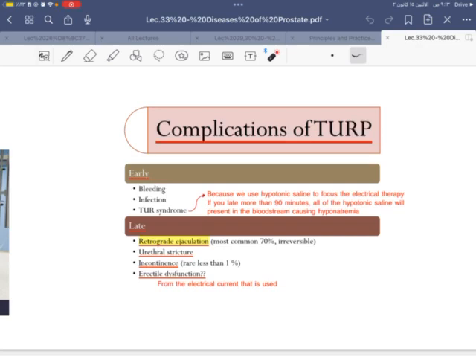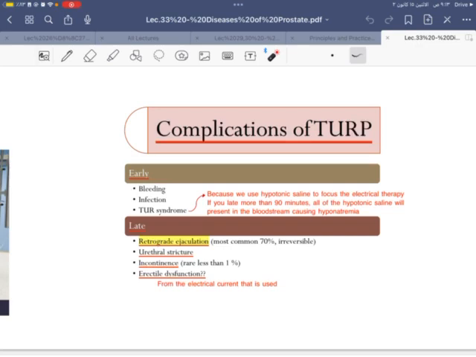Late complication: retrograde ejaculation, which in 70-80% of cases is irreversible. Why? We resect the bladder neck. As the prostate approaches the bladder neck, we resect the bladder neck. What maintains antegrade ejaculation? The bladder neck closure. Once the bladder neck is resected, it is kept open. So the patient will complain of retrograde ejaculation due to bladder neck resection.